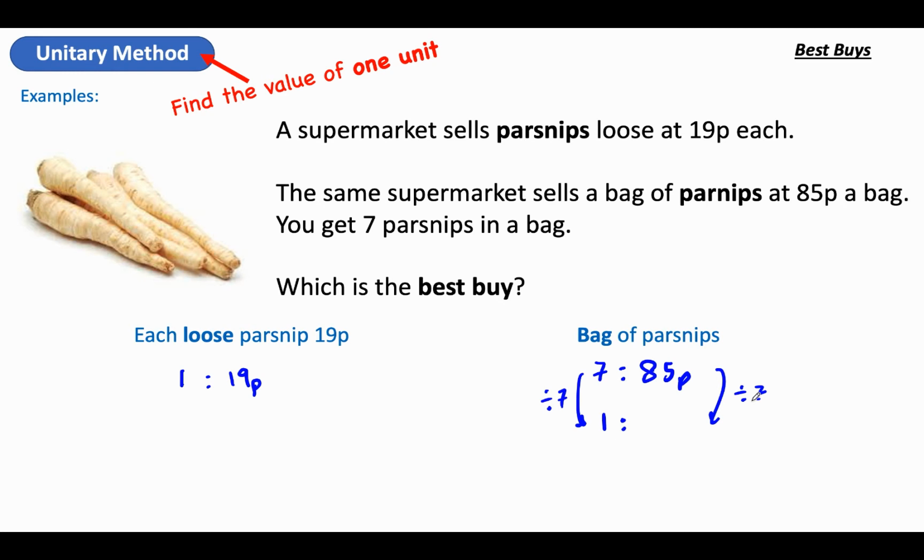So I'm going to take my 85p, divide it by 7 on my calculator, and it gives me a big long old decimal, which is 12.142, etc. pence. Now, I don't really need to round that. All I need to know is is it less than this one? And it is, which means the bag of parsnips is better value because you're paying less for each parsnip.